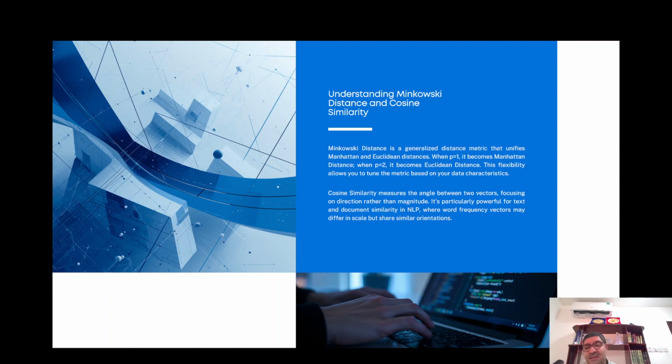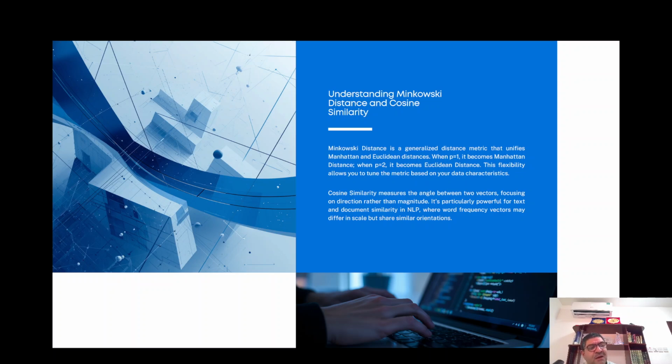And cosine similarity, in fact. So cosine similarity and Minkowski distance. Minkowski distance is a generalized distance metric that unifies Manhattan and Euclidean distances. It represents the unification of the two types of distances which we have already covered, Euclidean and Manhattan. For example, when P is equal to 1, it is Manhattan distance. When P equals 2, it becomes Euclidean distance.